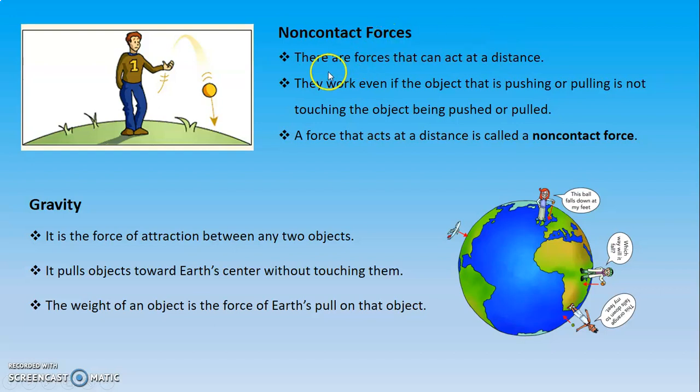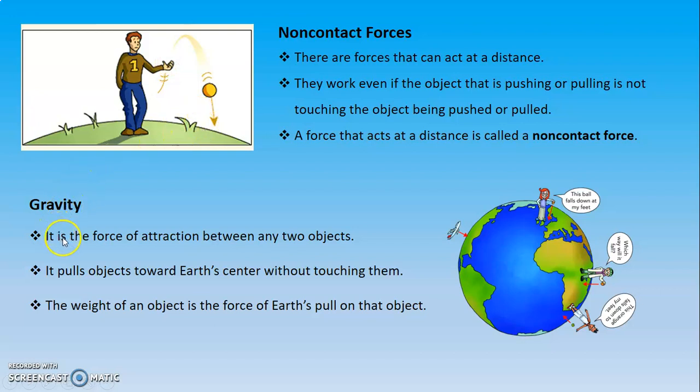Non-contact forces. There are forces that can act at a distance. They work even if the object that is pushing or pulling is not touching the object being pushed or pulled. A force that acts at a distance is called a non-contact force. Here you can see the non-contact force. The ball is still moving, right?